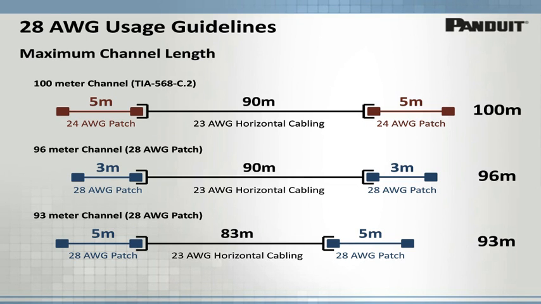And essentially, we can see the comparison between systems using 24-gauge patch cabling, achieving the 100-meter channel, and systems using 28-gauge patch cabling, which, depending on what you're trying to do, for example, in the middle case, trying to maintain your 90-meter permanent length, you could achieve a 96-meter channel, or you could achieve a 93-meter channel if it was important to you to have that 10 meters of spec-allowed patch cabling done on both ends as 28-gauge cabling.